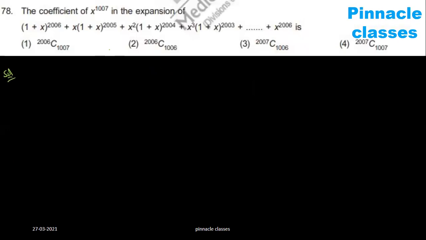So this question is repeated in JEE Mains and Advanced. How to find the coefficient of x power 1007 in this expansion? Try. If you are not getting it, I will explain. Anyone?